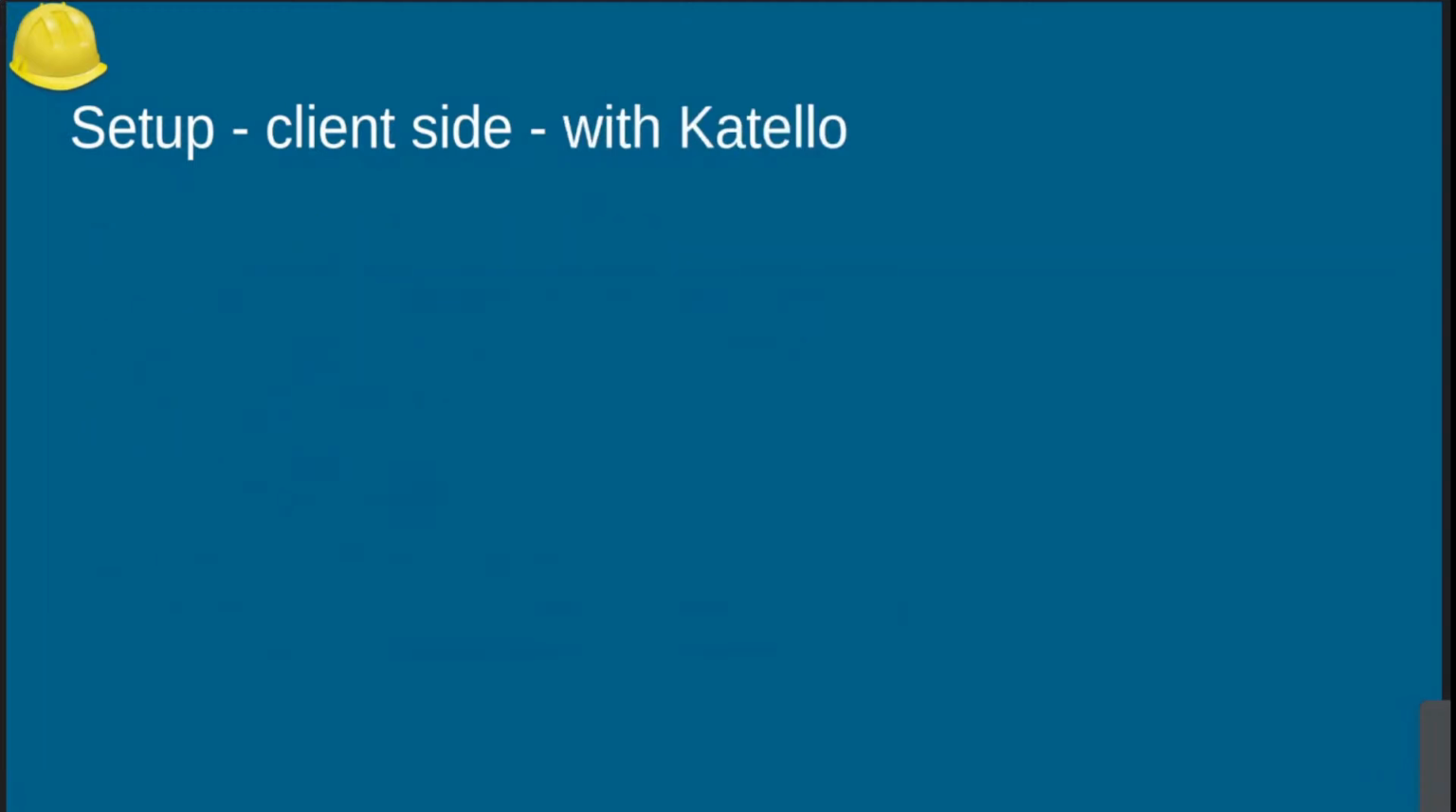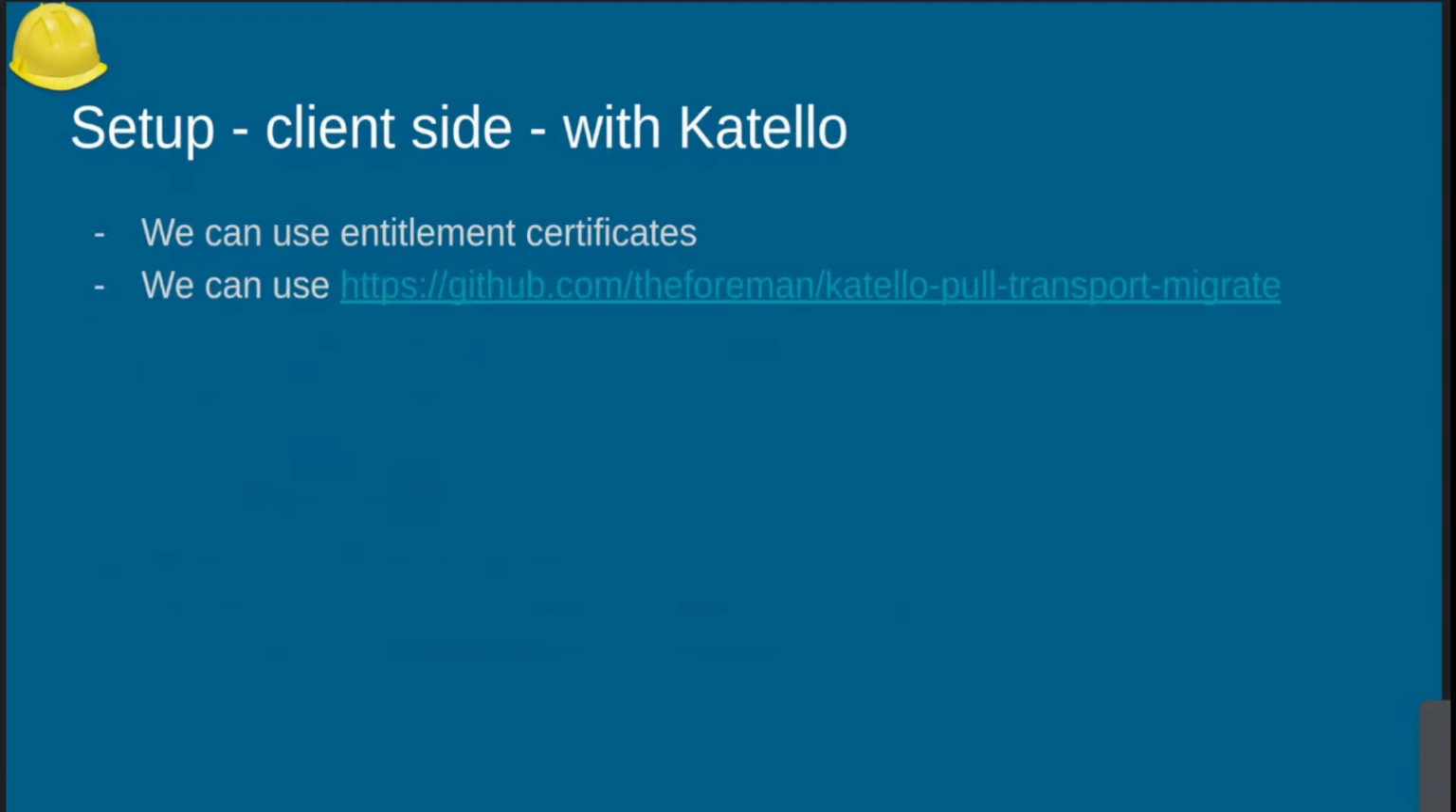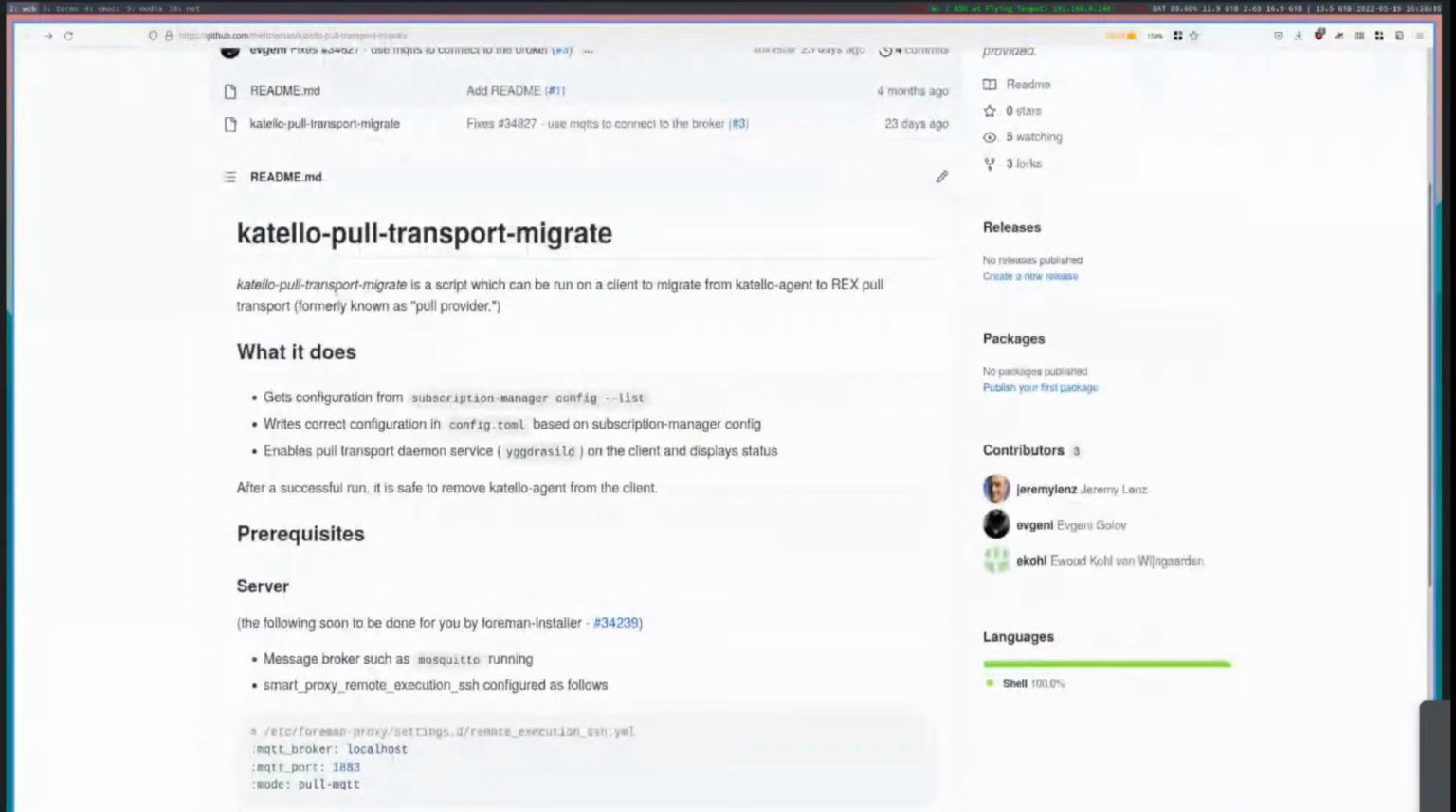There is a little twist to it depending on how your setup looks. So if you have Katello, it's actually simple, because if you have your clients registered against Katello, they have entitlement certificates and we can rely on them and we can use them. There is even a script that does almost everything for you, which is this katello-pull-transport-migrate. From its README, it is a script which can be run on a client to migrate from Katello agent to Rex pull transport. And there it's described what it does.